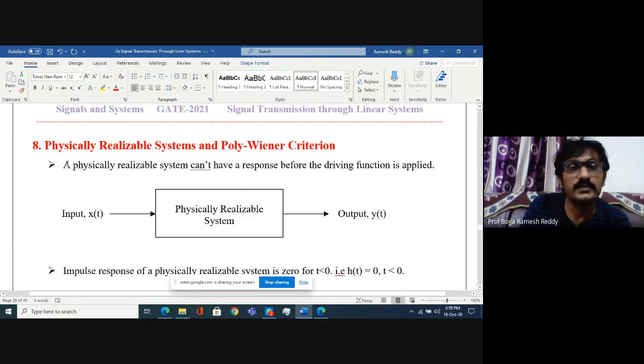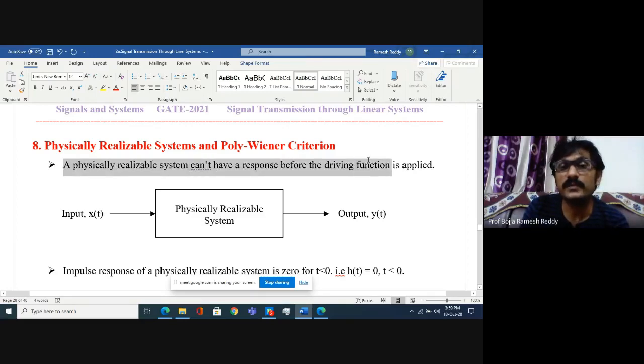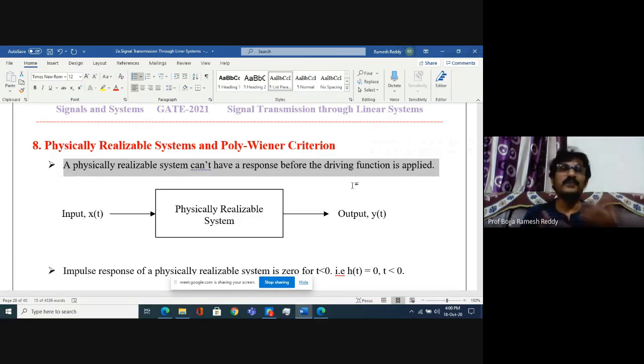A physically realizable system cannot have a response before the driving function is applied. This means before giving input, without giving input, if we can get some output, that is not physically realizable. That is not at all practical. Before the driving function is applied, before giving any input, if you are getting some output, that is not physically realizable. We cannot design such a thing. That is not a practical thing actually.